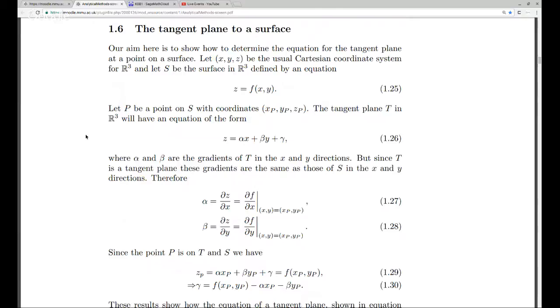Everybody see the diagram? Okay, it's a bit small, I know. So we've got the xy plane at the bottom, the surface S, the tangent plane T, the point P which lies on the surface and the plane, and P has coordinates xp, yp, and zp.